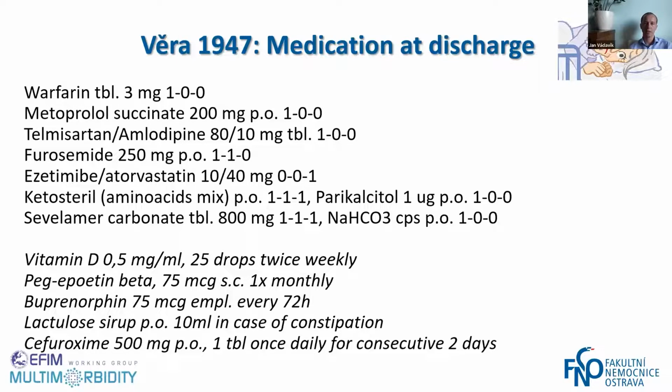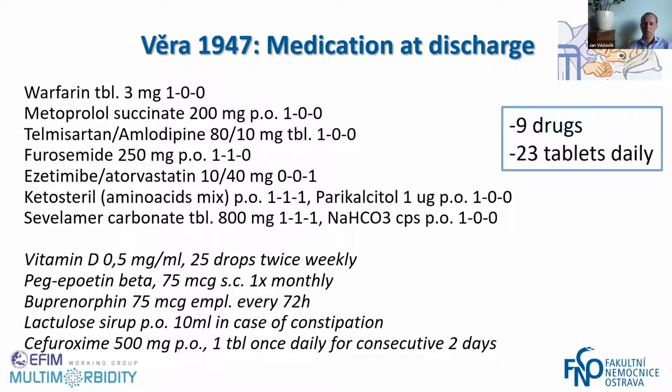So we get to discharge, and we can see that at discharge she's using warfarin, metoprolol succinate, a fixed combination of telmisartan and amlodipine, furosemide, and a fixed combination of ezetimibe and atorvastatin. She's still using drugs for chronic kidney disease such as amino acids, paracetamol, sevelamer, bicarbonate. She's getting vitamin D twice weekly, erythropoietin once monthly. She's having a patch with opiate every 3 days and lactulose for constipation. And for 2 consecutive days, she also will be getting antibiotics. So we achieved withdrawal of 9 drugs and 23 tablets daily.